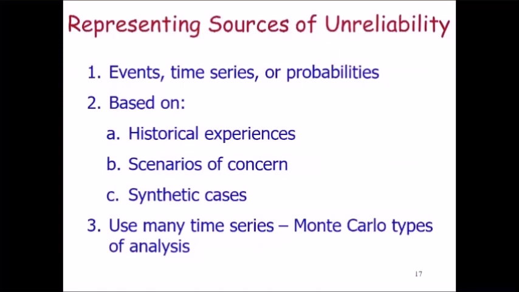So typically we represent unreliability as events. What happens if this pump goes out? What happens if this dam fails? This outlet structure fails? Time series. What happens if the time series of inflows into the reservoir is less because of climate change or a drought, or really big because of a flood?